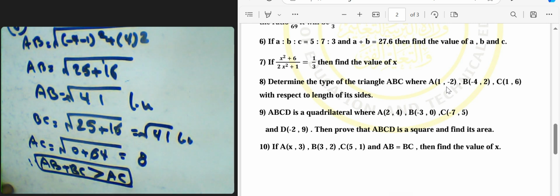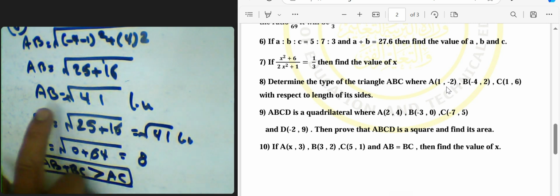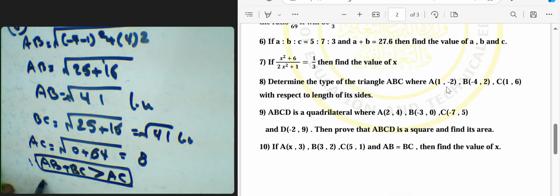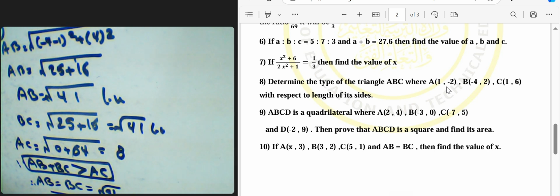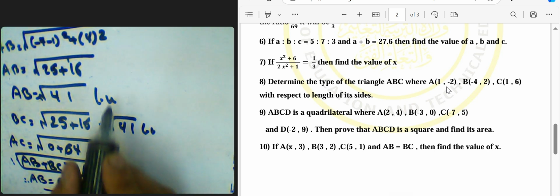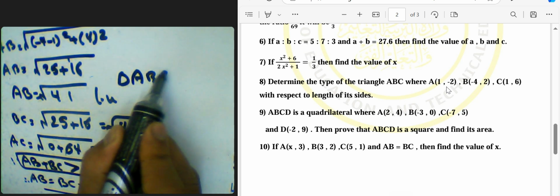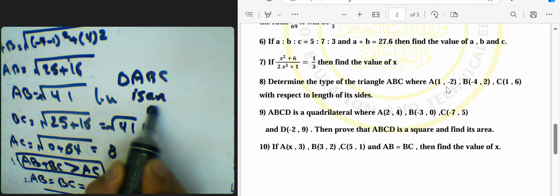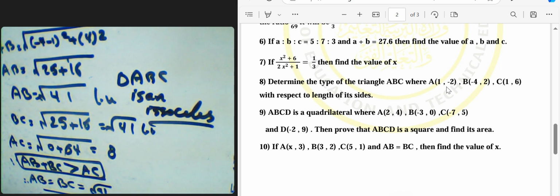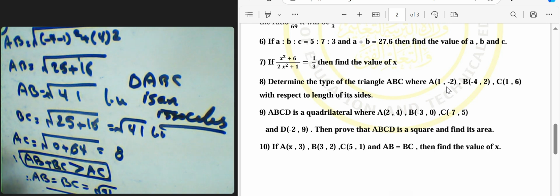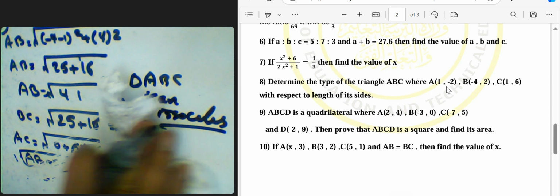And then you know that here AB equals BC. Then AB equals BC equals the square root of 41. Then ABC is an isosceles triangle. We call it an isosceles triangle because we have two sides equal in length. That was question 8.